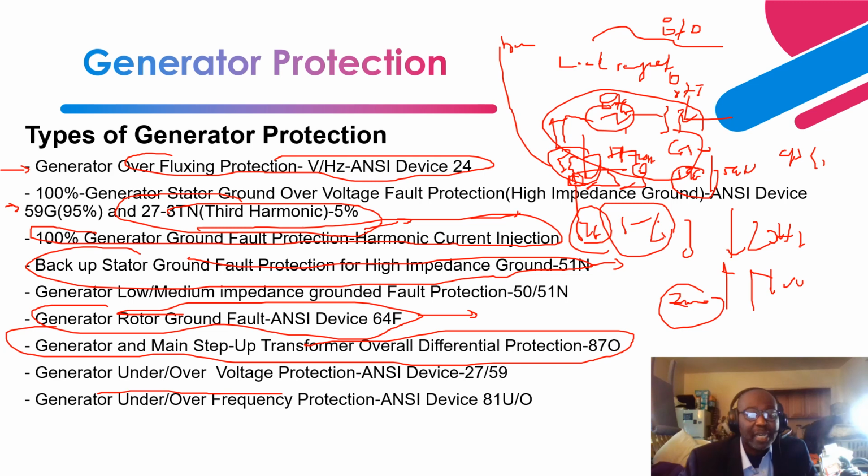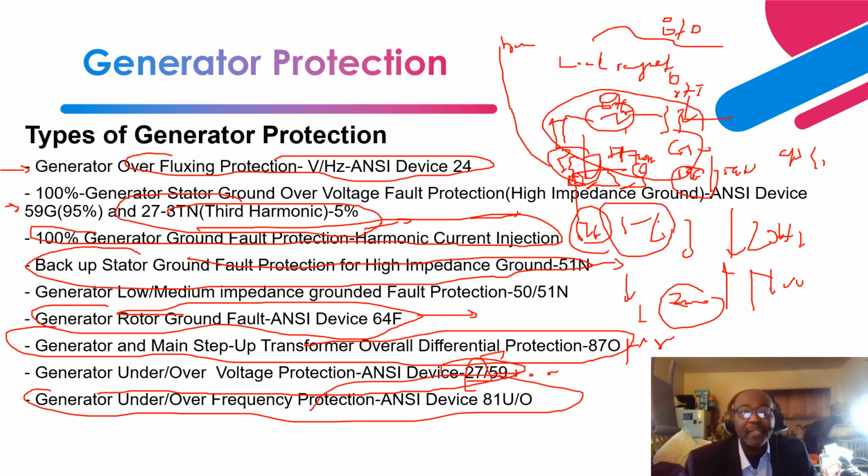Next is under and overvoltage protection, designated by the 27 element for undervoltage and the 59 element for overvoltage. You can have an undervoltage condition when the generator picks up excessive load, then the terminal voltage goes down. You can have an overvoltage condition when the generator rejects load, especially during a load shedding scheme. If it becomes necessary for load shedding to be implemented, that is when the overvoltage condition comes into play. I did talk about that in the previous slide.